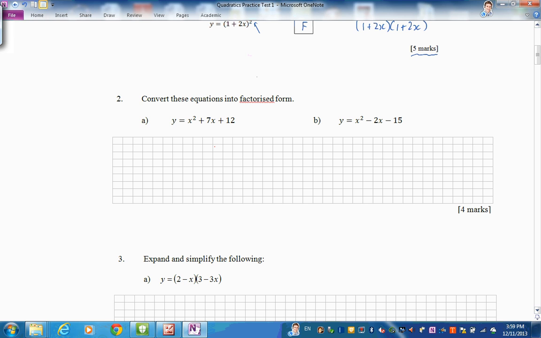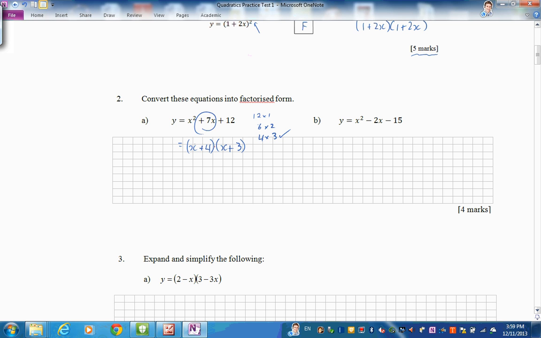Question 2, factorized form, means you're going to try to do the reverse of FOIL. So putting an x in front of each bracket. You need factors of 12: 12 and 1, or 4 and 3, or 6 and 2. Really, when you're writing those down, you should have a system: 12 and 1, 6 and 2, 4 and 3. Okay, you look at the 7. Oh, 4 plus 3 is 7. So let's try plus 4 and plus 3.